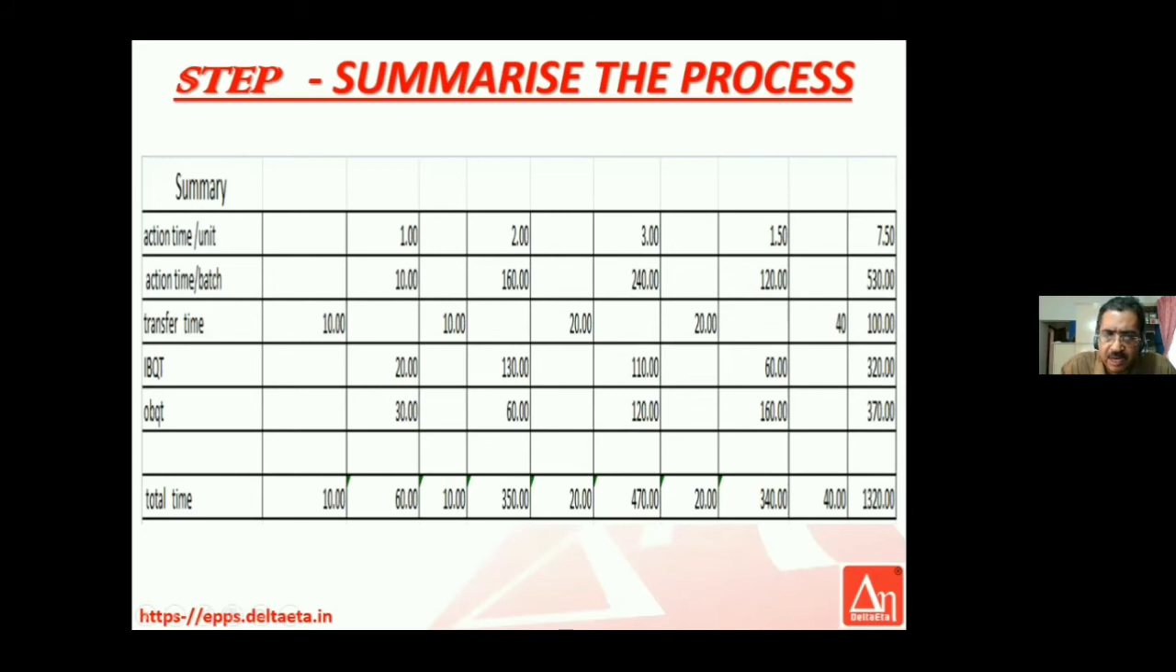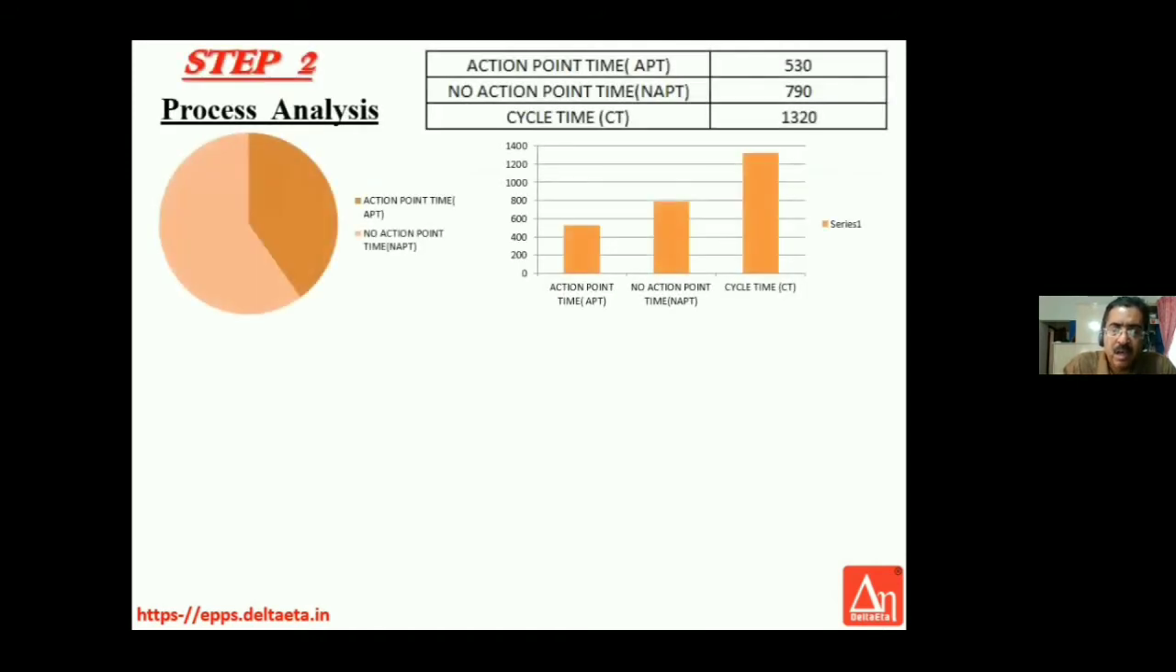Again, I'll repeat, the action time per unit is 7.5. For the batch of 80, it is 530. And transfer time is 100. IBQT is 320. OBQT is 370. Total time is 1,320 minutes. Almost close to a day, I would say, or 3 days if it is an 8-hour working organization.